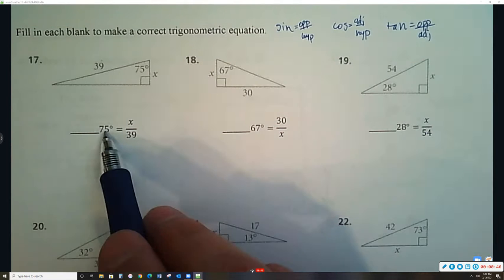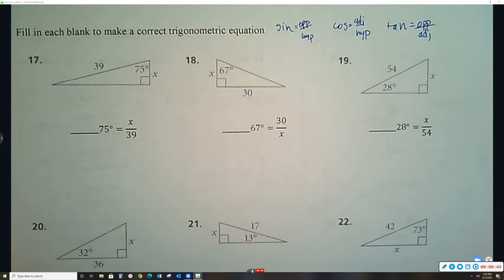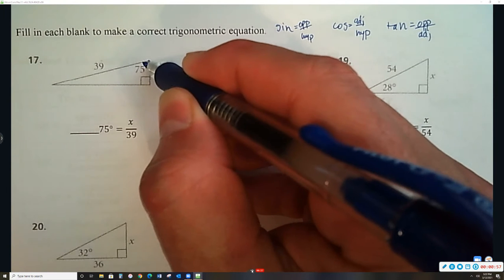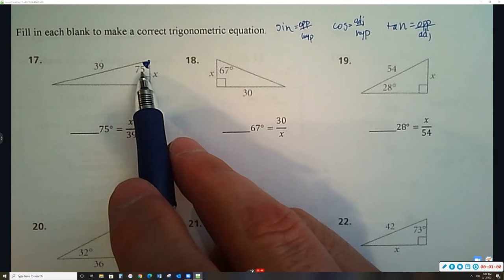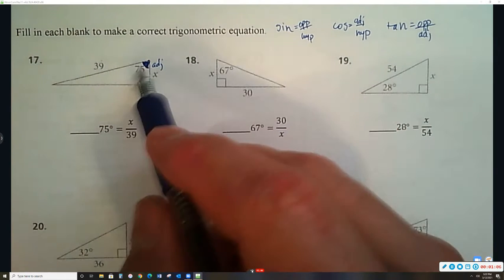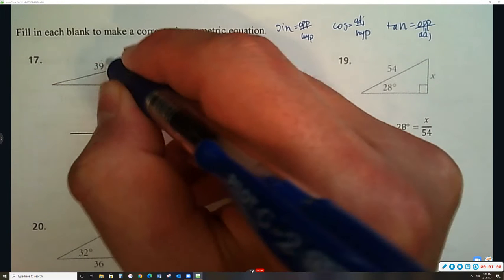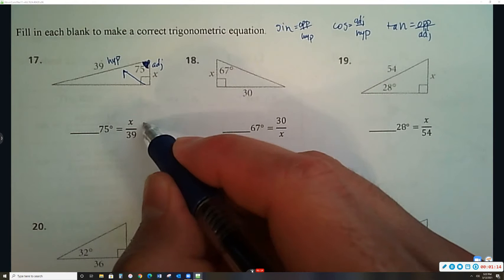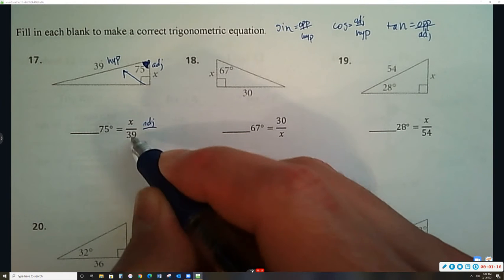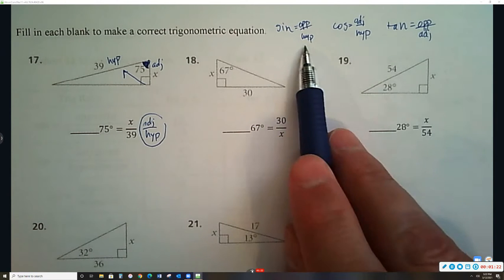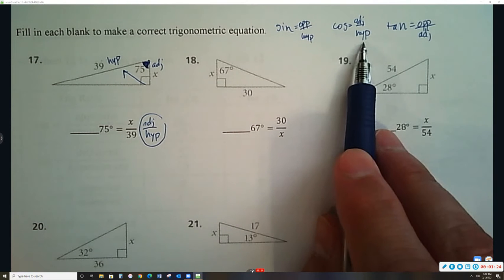So remember, this is the angle we're focusing on. Instead of naming the angles by letters, we name them by their measure. So here's angle 75. I know this is the adjacent side, and this guy, because it's across the 90-degree angle, is the hypotenuse. So x is adjacent, 39 is the hypotenuse. So we have adjacent over hypotenuse, and if you look at the three ratios, that's this one.